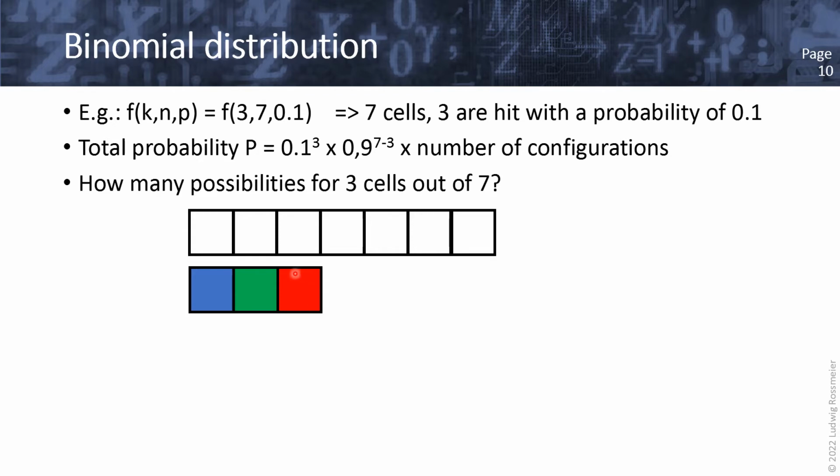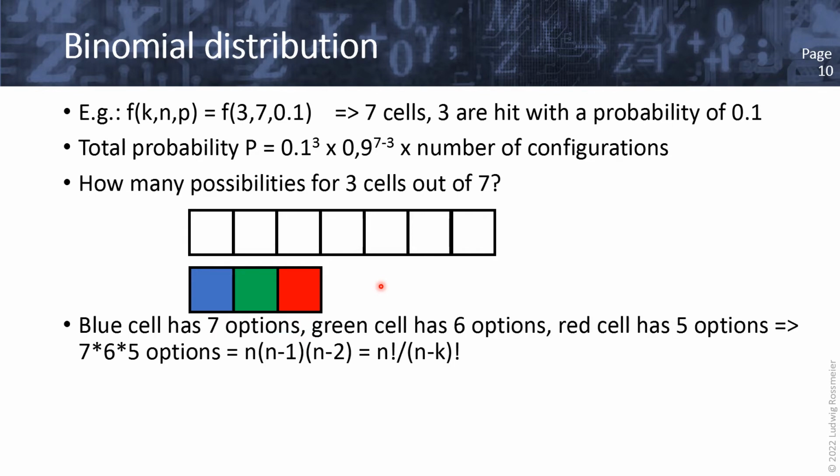If then the third, the red cell, is placed, there are only 5 empty places. And again, we multiply it with a number to find out the possible configurations. That means we have 7 times 6 times 5 configurations. If we generalize this, then it is n times n minus 1 times n minus 2. And this can be rewritten as the factorial of n divided by the factorial of n minus k.